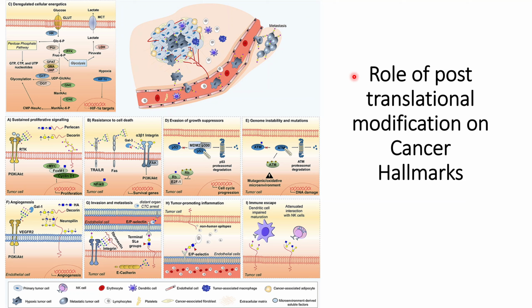Today we will discuss the role of post-translational modifications such as glycans and proteoglycans on the already identified cancer hallmarks. Some of the cancer hallmarks are growth suppressor, proliferation, and resistance to cell death, and tumor-promoting inflammation. All other cancer hallmarks can be found in our previous videos. You can go through the I button to get more information about these cancer hallmarks.